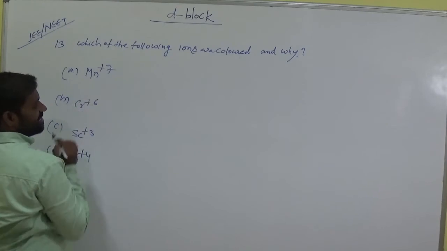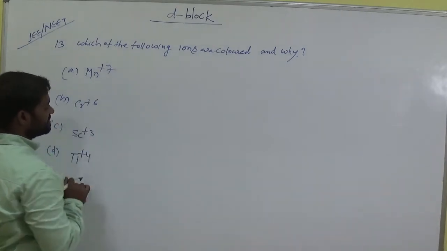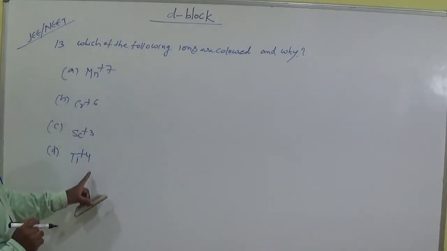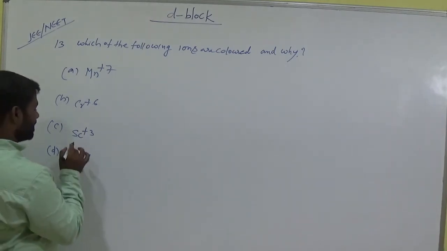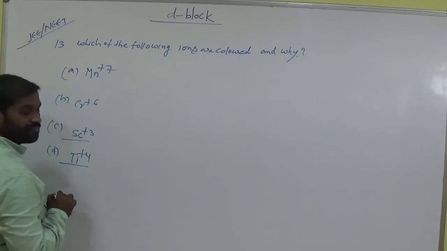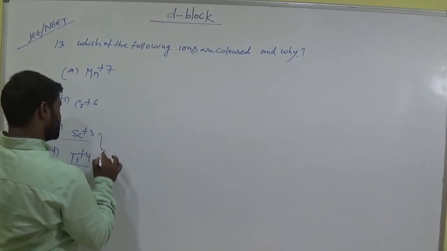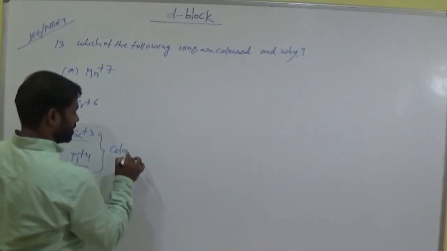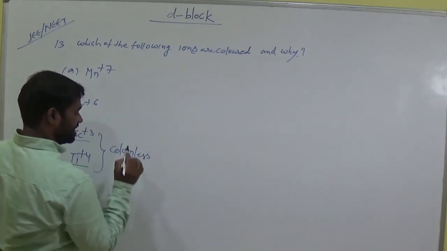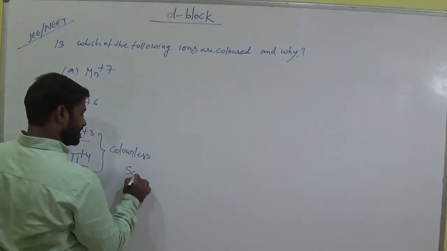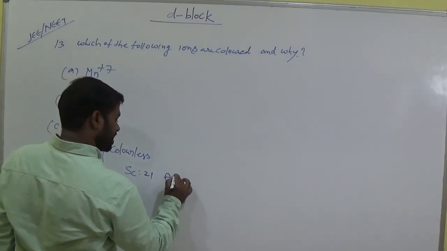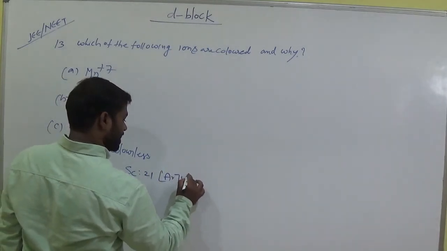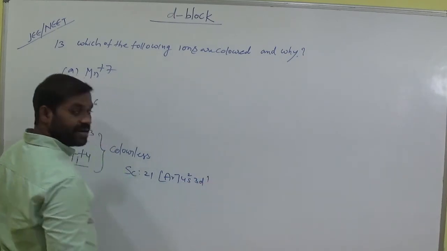So Mn plus 7, Cr plus 6, scandium plus 3, titanium plus 4. Which are colored ions and why? Scandium plus 3 and titanium plus 4 are colorless. Clear? Why? Scandium plus 3. Scandium, what is the atomic number? 21. That means argon 4s2 3d1. Am I right?